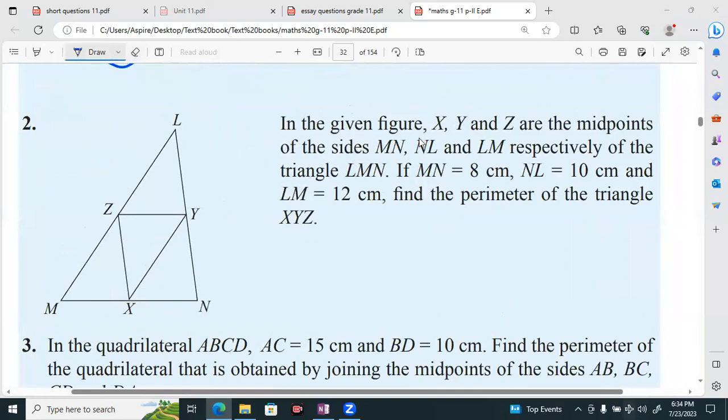Okay, look at the given figure. X, Y, and Z are midpoints of the sides MN, NL, LM respectively of the triangle LMN. MN is equal to 8 centimeters, NL side is equal to 10 centimeters and LM side is equal to 12 centimeters. Okay, these are the given information.